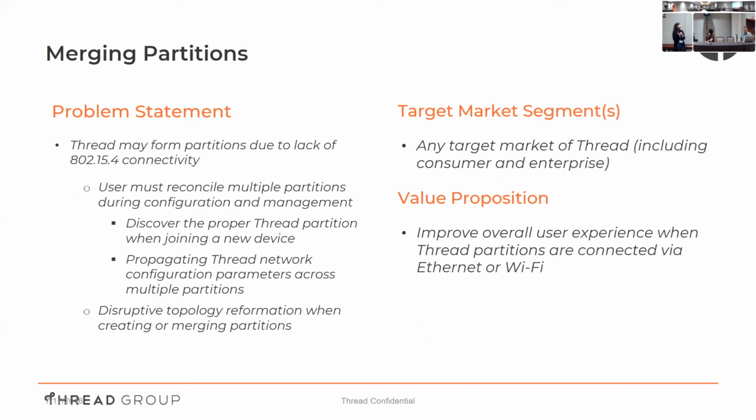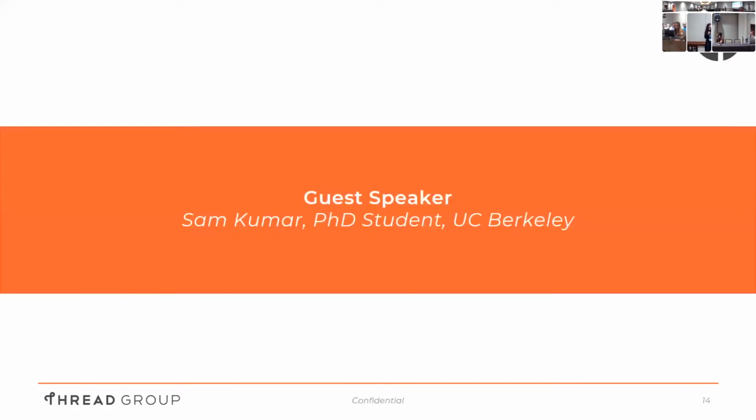And the next one is merging partitions. So Thread may form partitions if there is not a 15.4 connectivity. So really the overall statement here was that we want to improve the user experience when Thread partitions are connected to Ethernet or Wi-Fi. And like I said, there's detailed documents for each of those use cases that outline the market use case, what are the market forces, what are the target applications and capabilities, and the key aspects that need to be resolved.